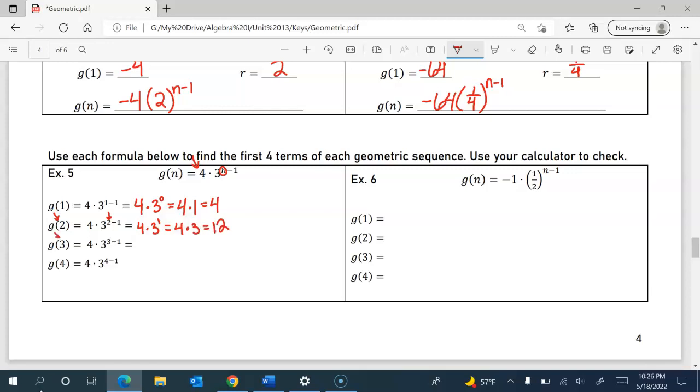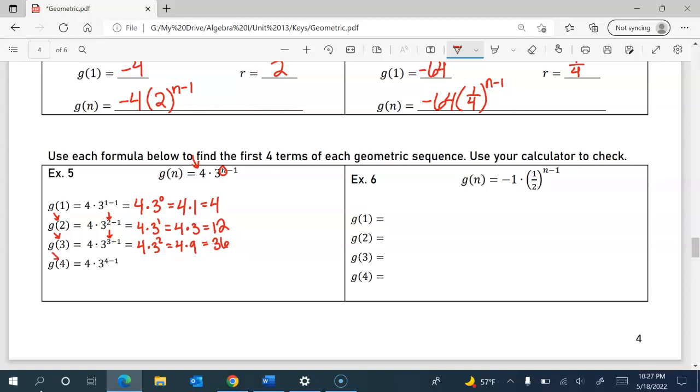Go through these. I want to find the third term, so I plug in 3 for n. 3 minus 1 is 2. Use PEMDAS. 3 squared is 9. 4 times 9 is 36. And 12 times 3 is 36. So we can double check that.